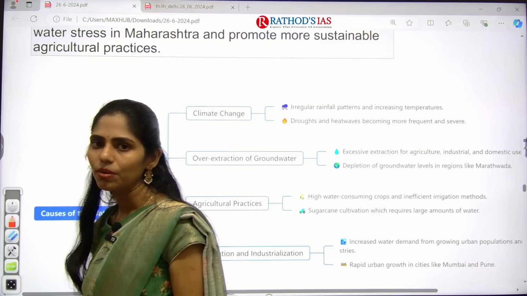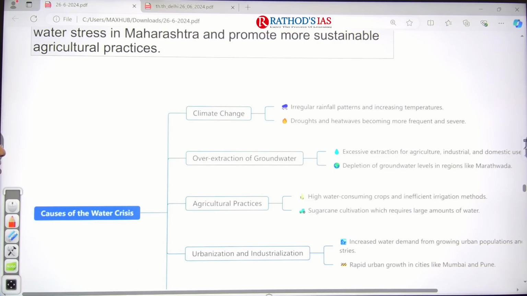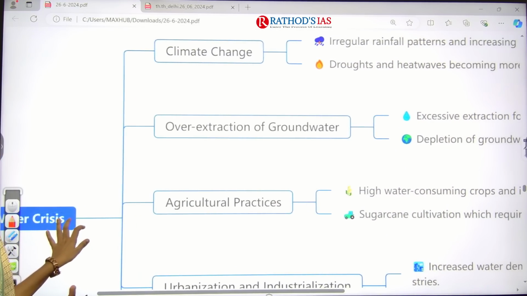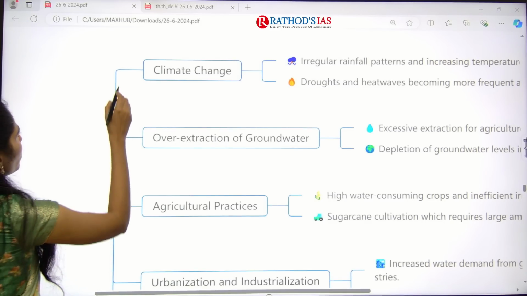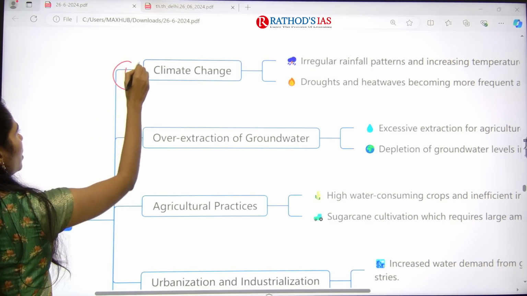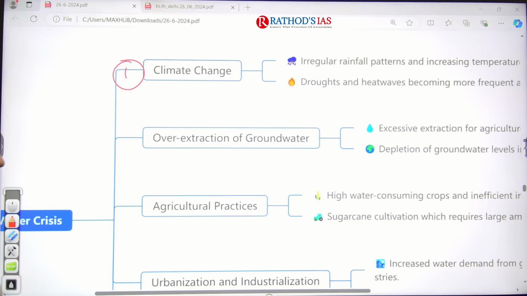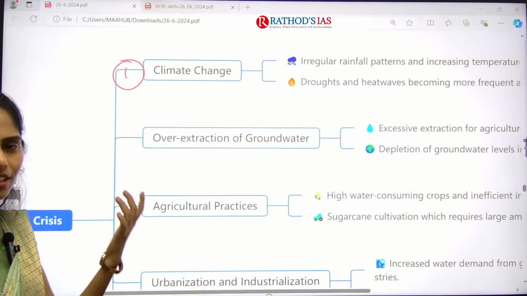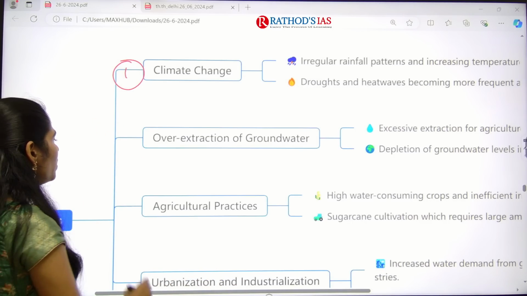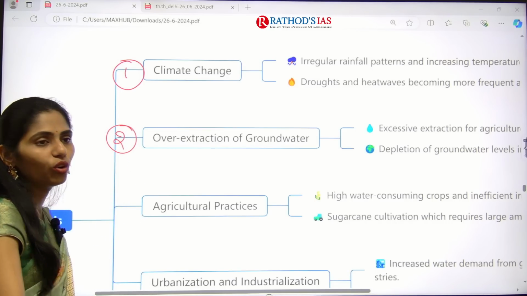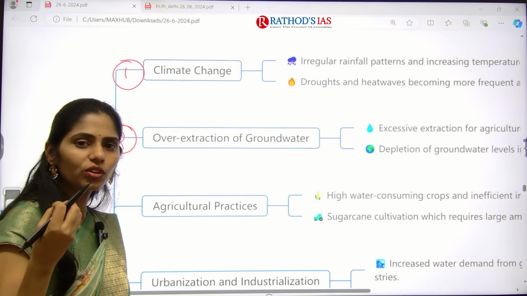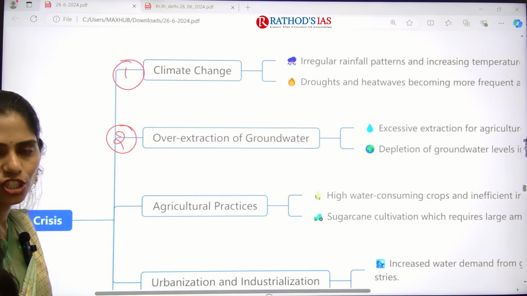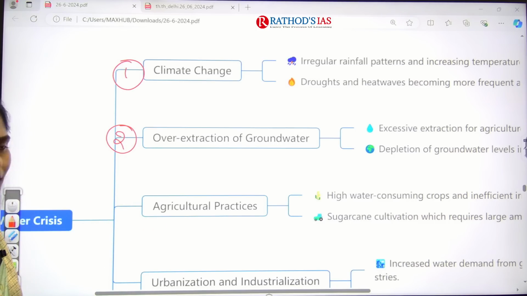Here you have to know one important thing: what are the reasons for this water crisis in this region. I am taking it in general, not only Maharashtra but other areas too. First one is climate change. Climate change causes irregular rainfall patterns, and even an increase in temperature and drought, and in some areas floods, etc. So it is one of the important reasons. Next, whatever groundwater is already present, we are over extracting it. Why? Because we are cultivating water intensive crops like sugarcane and rice. Even the depletion of groundwater levels is one important cause of water crisis.